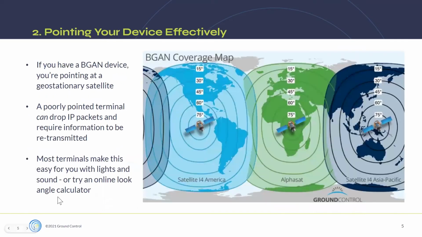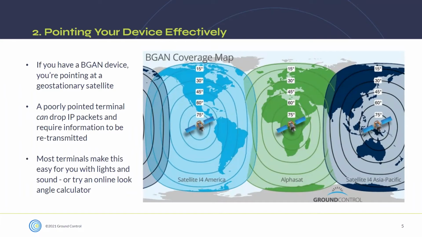Thanks, Ben. And the next point we're making here is about pointing your device effectively. And we know, obviously, in the oil and gas industry, it's very, very common to use a BGAN device. And these point at what we call geostationary satellites. A poorly pointed terminal can drop IP packets and can require information to be retransmitted, which obviously adds to your cost. And it sounds really obvious, but we do see a substantial number of companies not angling their satellites at the optimal direction to get the best connection with the satellite in question.